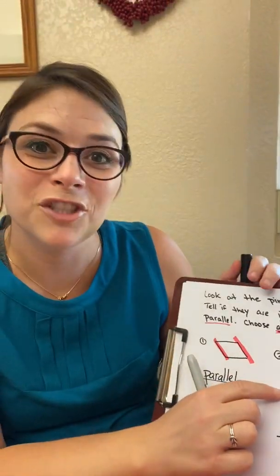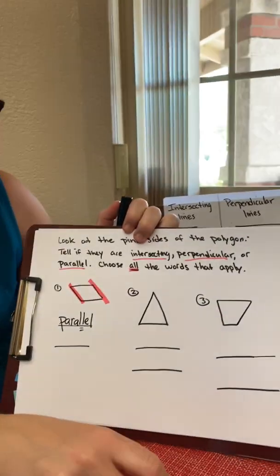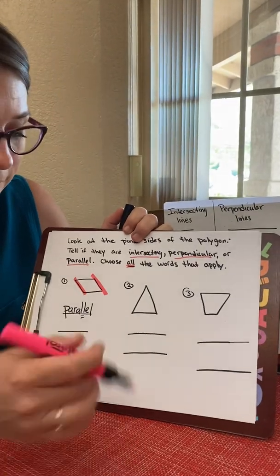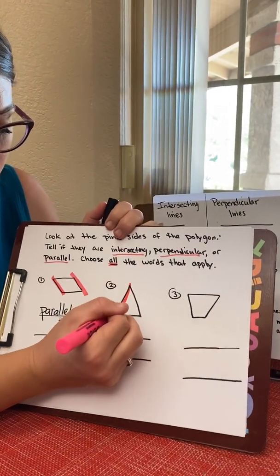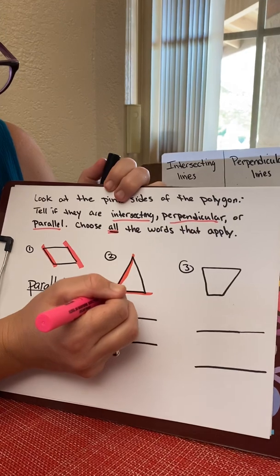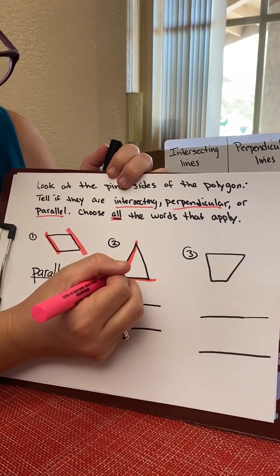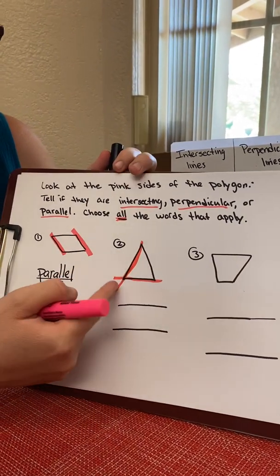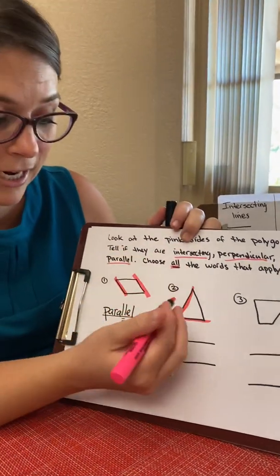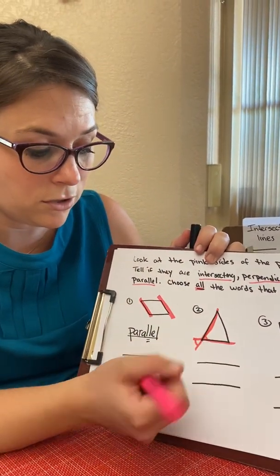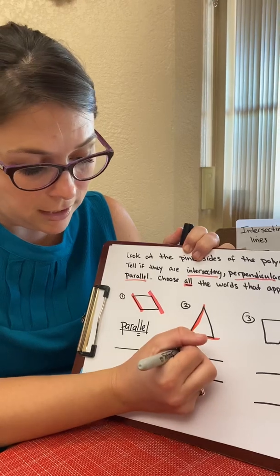So example number 2 is a triangle. Now triangles can look very different. This one in particular looks like this. And if I were to extend my line a little bit longer, I'm going to see that they intersect. They create angles. So I'm going to write that these ones intersect.